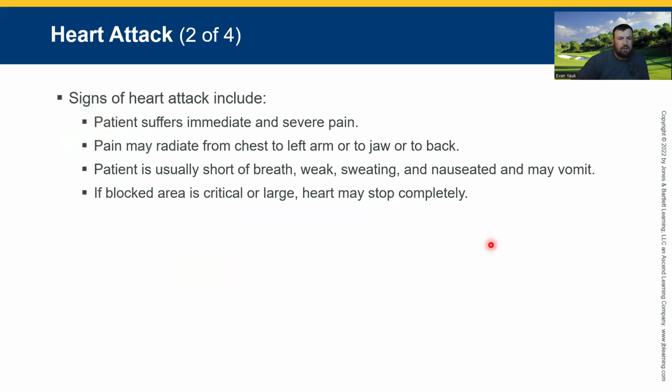Signs of a heart attack include the patient suffering immediate and severe pain. It's going to begin probably in the chest or in the back. The pain may radiate from the chest to the left arm or jaw or to the back. Some, mainly females, it will be in the abdomen. They'll have pain. Patient is usually short of breath, weak, sweating, and nauseated, and may vomit.